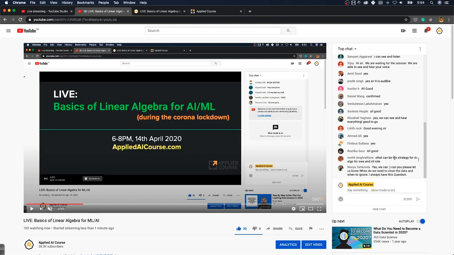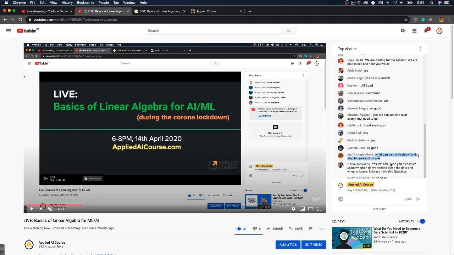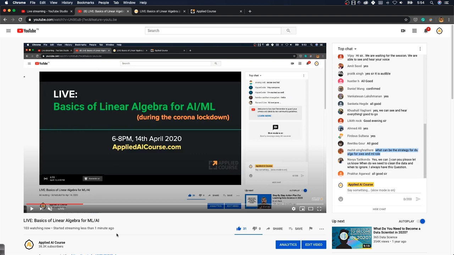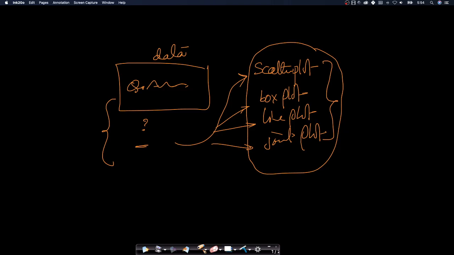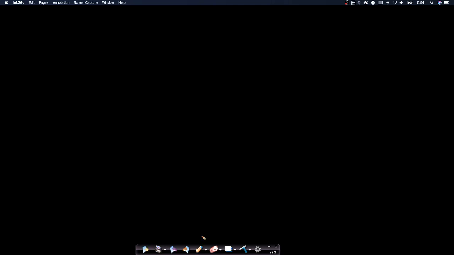Somebody asks, what can be the strategy for data structures and algorithms for software engineer and machine learning roles? I think we have mentioned this in past live sessions also. For a software development engineer, especially if you're looking at top product-based companies, you should pick one of the major programming languages. It can be Java, C++, any object-oriented language, or Python. Python is a very popular language now, but I see a lot of people doing Java also, and fewer people doing C++.